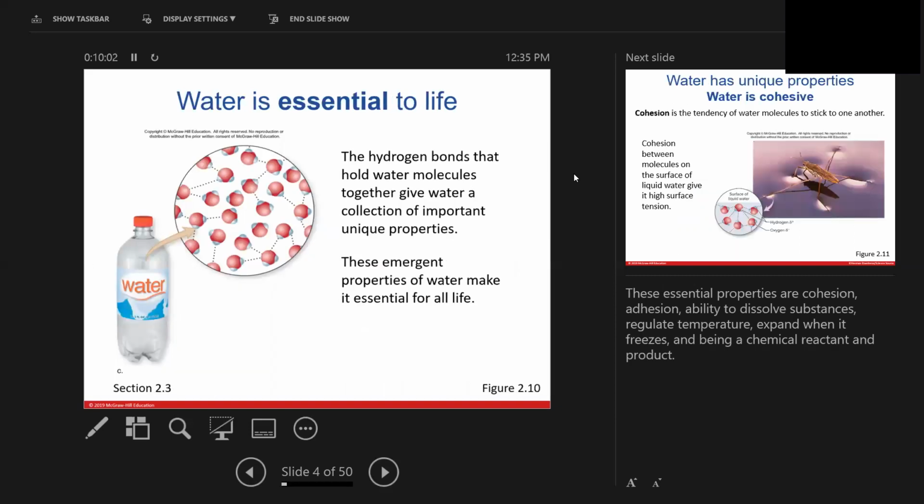That kind of brings us back to this whole idea that water is essential for life. It's these hydrogen bonds that actually help to hold water molecules together and give water that collection of unique, important qualities that allows it to be the way it is. These emergent properties of water are what makes water essential for life.